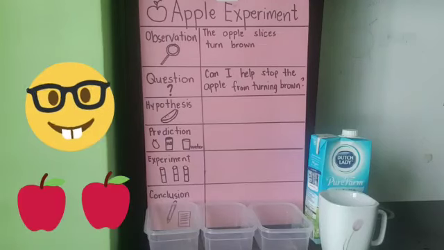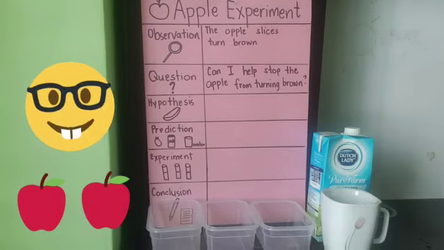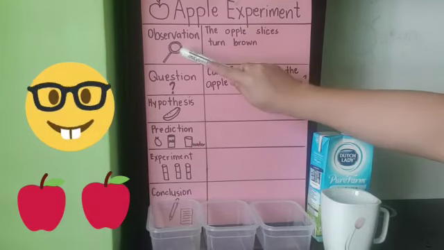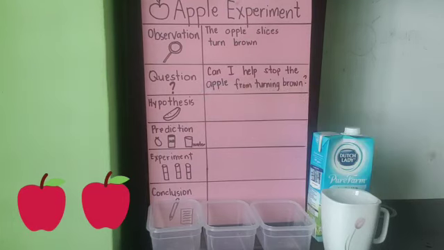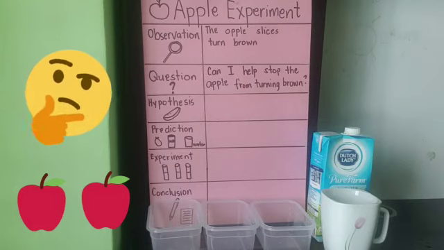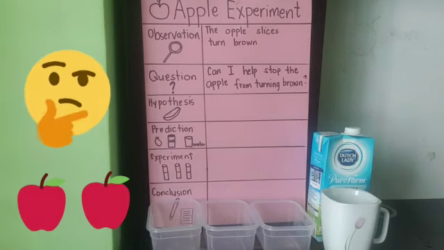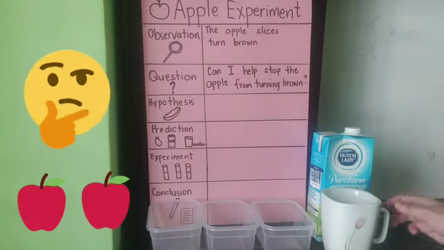So this is the process of how we will do our apple experiment. We have observation. So we observe that the apple slices turn brown. Then we have a question. Can I help stop the apples from turning brown, or slow down the apples from turning brown? Then the hypothesis is we can use liquid to slow down the process of oxidation, of turning them brown.